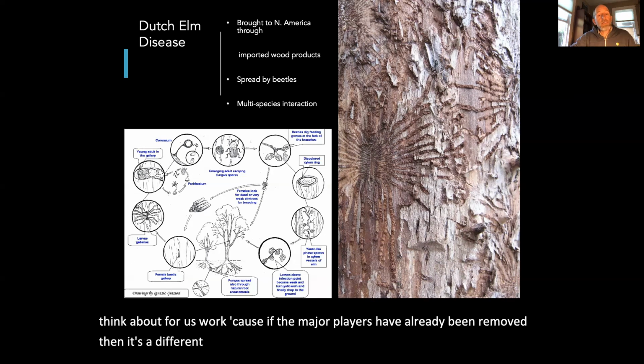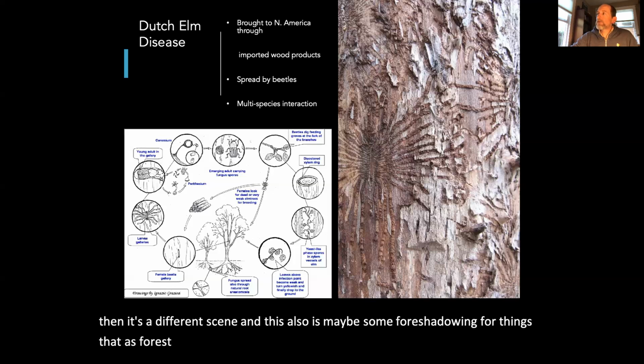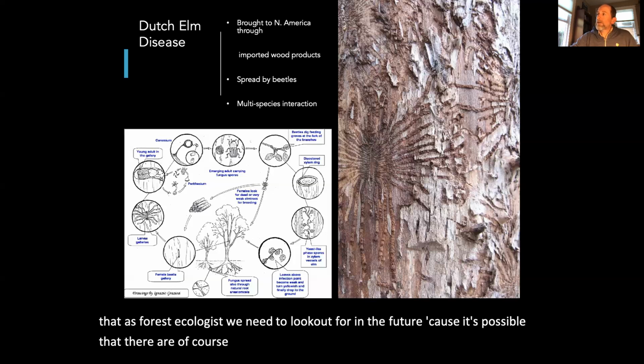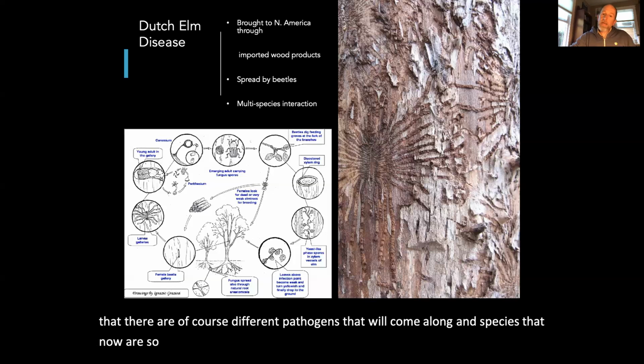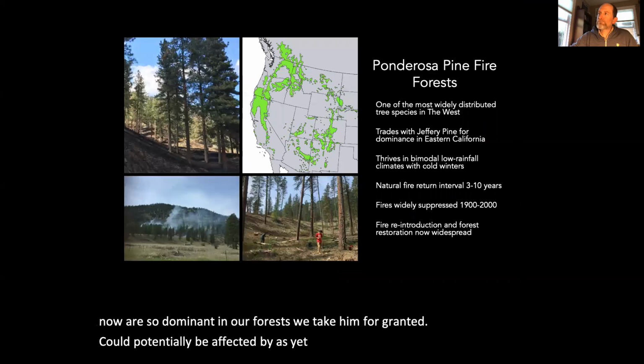And this also is maybe some foreshadowing for things that as forest ecologists we need to look out for in the future, because it's possible that there are, of course, different pathogens that will come along, and species that now are so dominant in our forests we take them for granted could potentially be affected by as yet unknown pathogens.